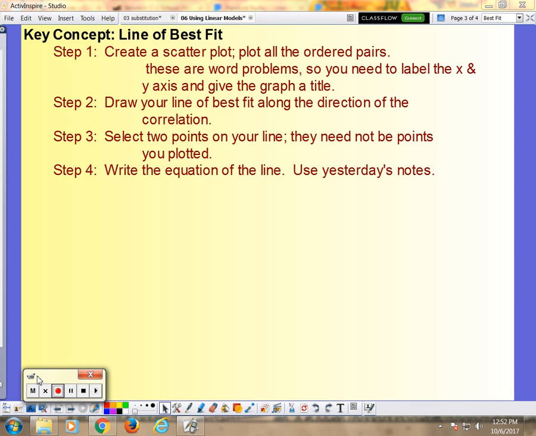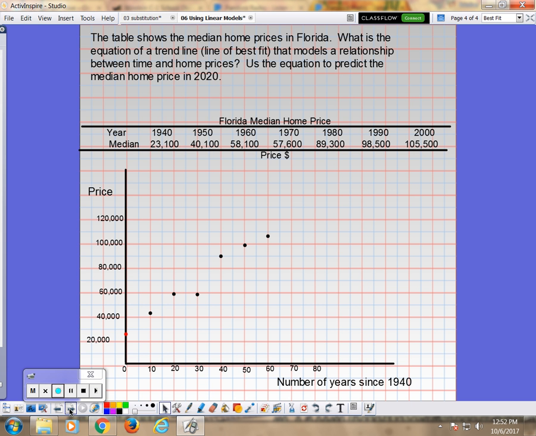Step three is to select 2 points on your line. They need not be points you actually plotted. Sometimes you'll have to use a point that, because of the way the gridding works and where your line lines up, that's the point you pick. And last but not least, in step four, you're going to write the equation for that line. And you've got notes on this from all week. We worked on this all last week, writing those equations.